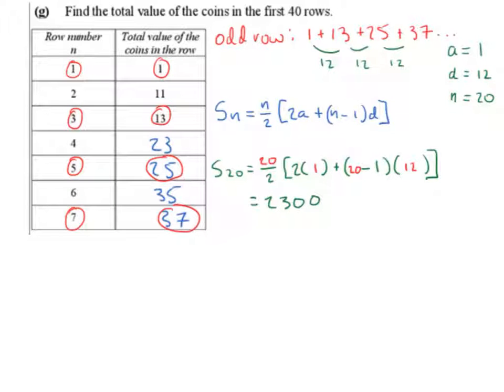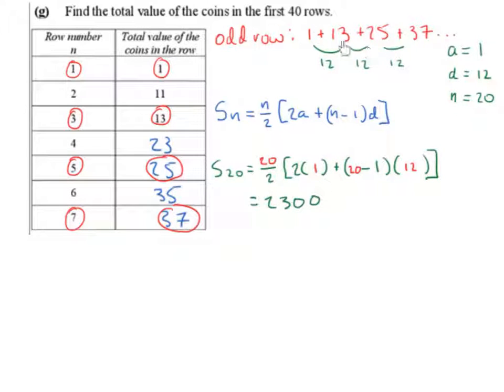G. Find the total value of the coins in the first 40 rows, the total value. Okay, so our odd rows, odd being 1, 3, 5 and 7, so our first, third, fifth and seventh rows, have a total value of coins being 1, 13, 25, 37. So 1 plus 13 plus 25 plus 37 dot dot dot.